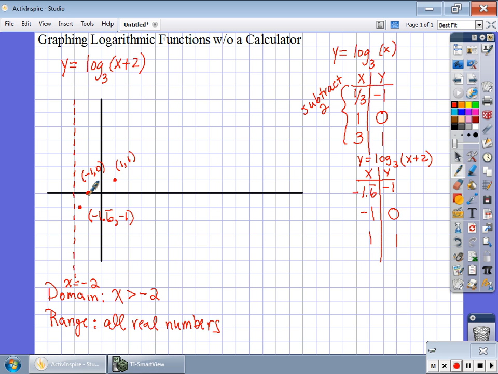Now we're ready to draw our graph. Remember to hug the asymptote, don't go past the asymptote, and don't start coming back forward. And then go through your point and on out. And there we go.